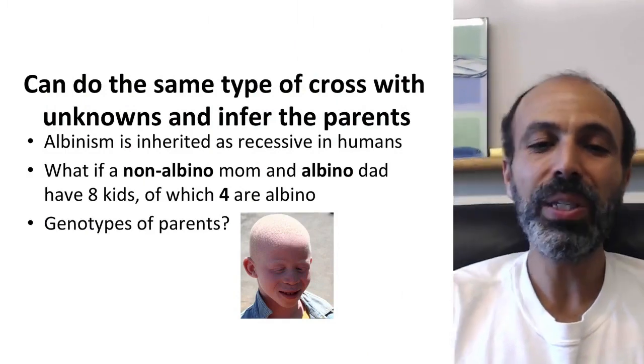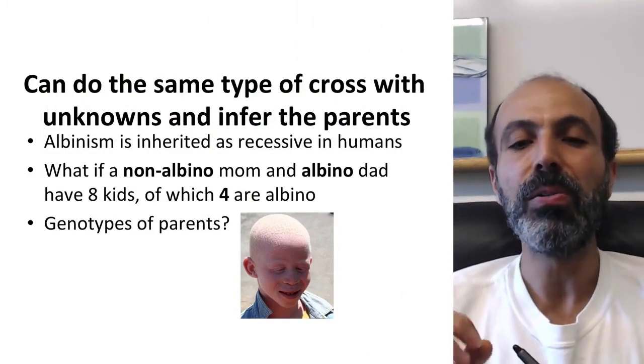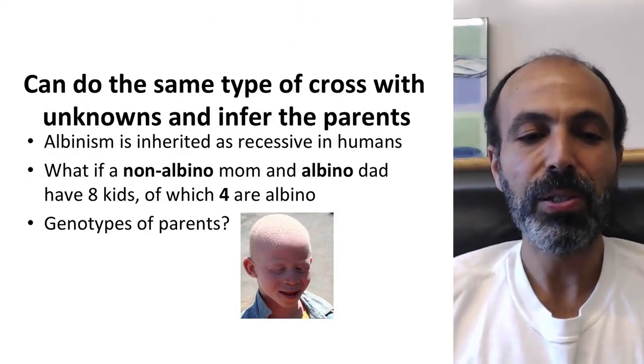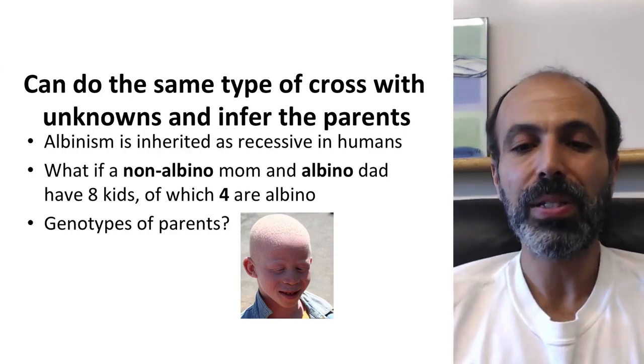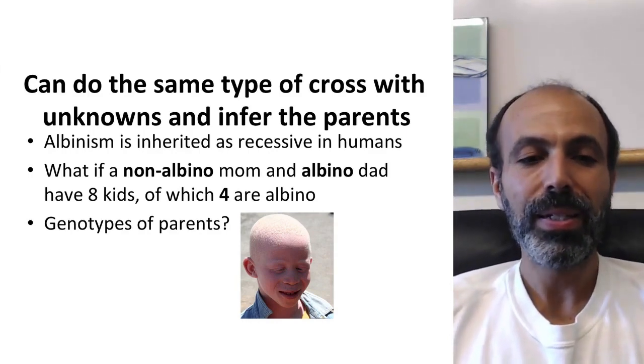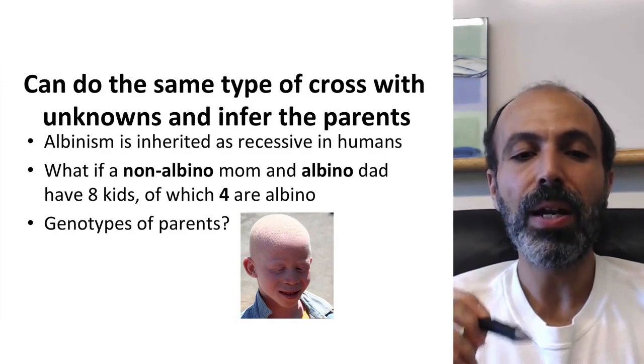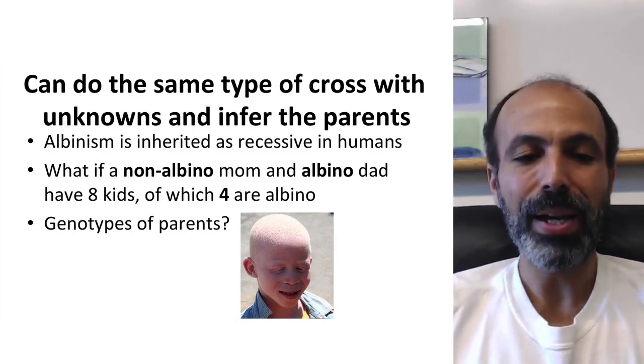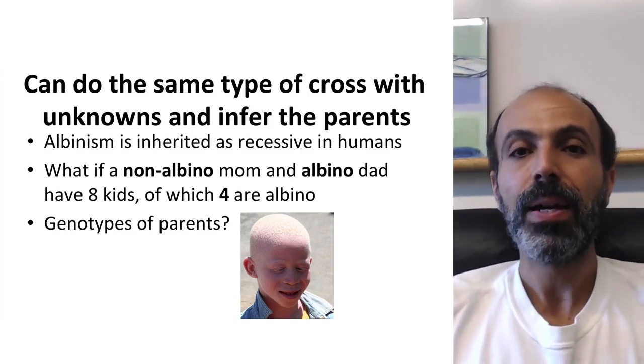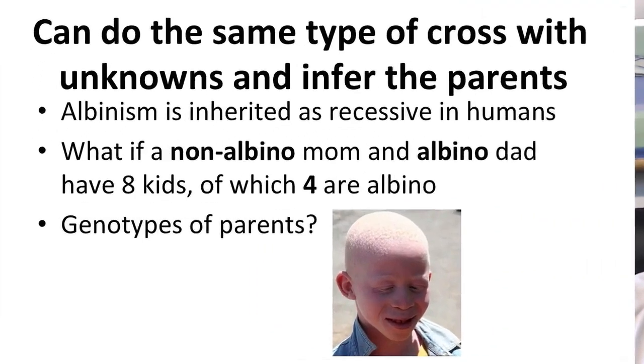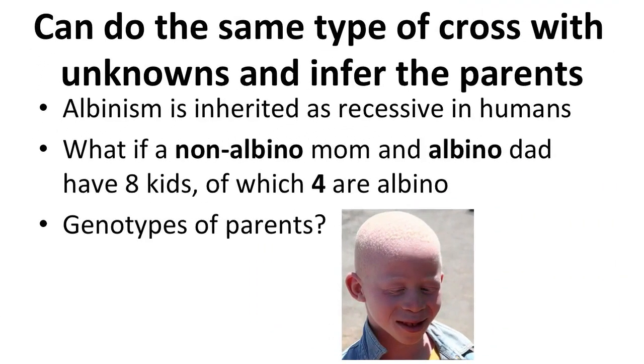Now, we can do the same type of cross with unknowns and actually infer the parents. So albinism, being an albino, is inherited as a recessive in humans. Now, what if you have a case of a non-albino mom and an albino dad? They have 8 kids. Now, let's say 4 of these 8 kids are albino. Can you infer, just from this information on this slide, what the genotypes are of the parents?